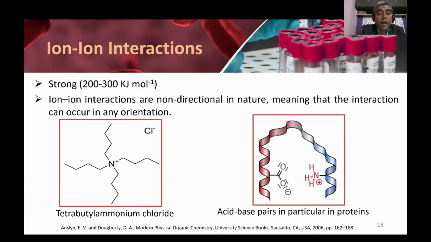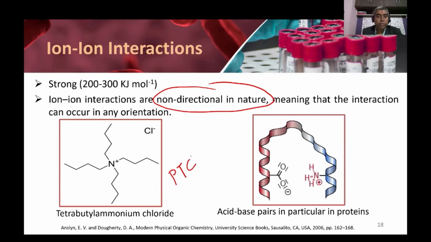These interactions are non-directional in nature. That means the interaction can occur in any orientation. A specific orientation or specific arrangement of the molecule is not necessary for ion-ion interactions. Here two examples are given. The left hand side one is tetrabutyl ammonium chloride. It is a phase transfer catalyst where this ammonium ion interacts with the chloride ion.